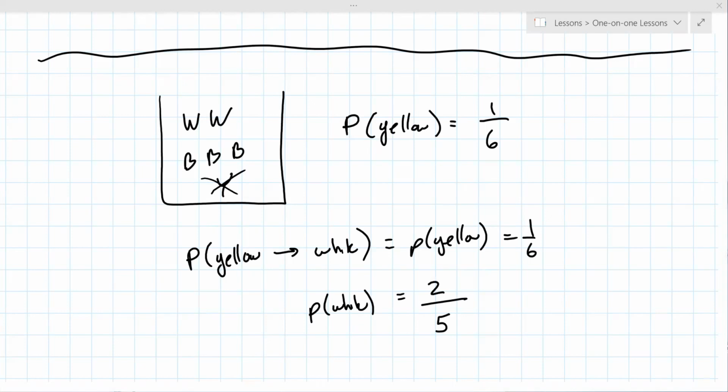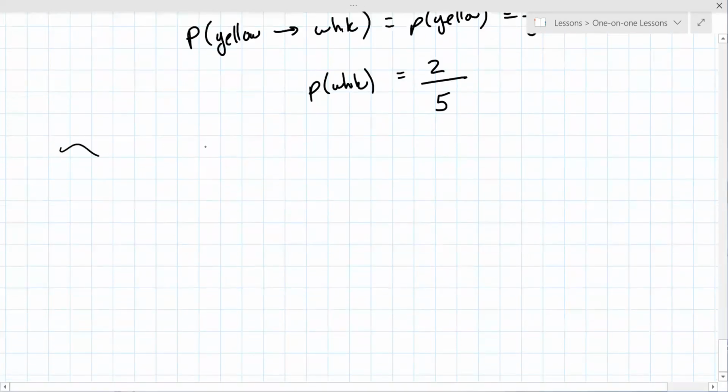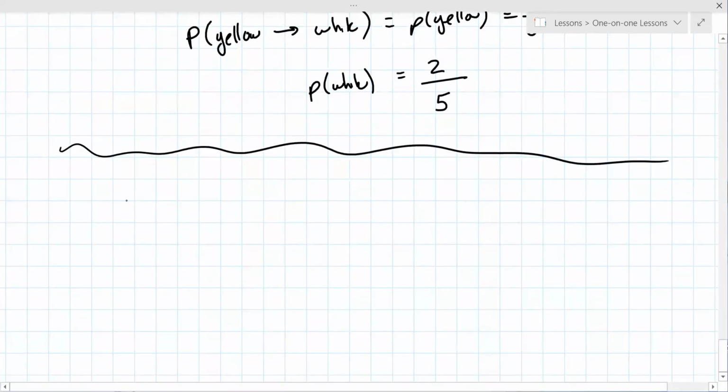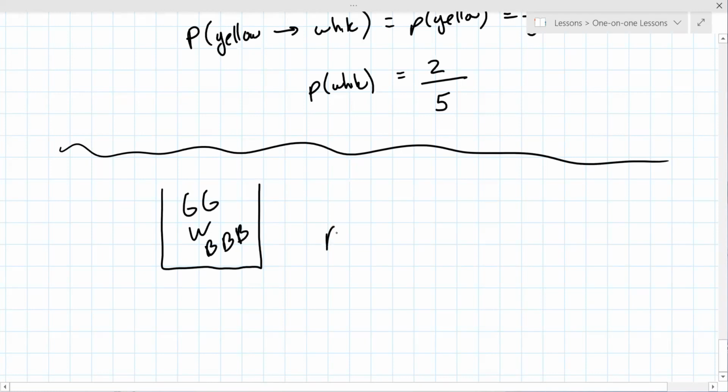Now let's do another scenario here. You have a jar and you have green, green, white, blue, blue, blue. What's the probability of selecting a blue? 3 out of 6, so 1/2.